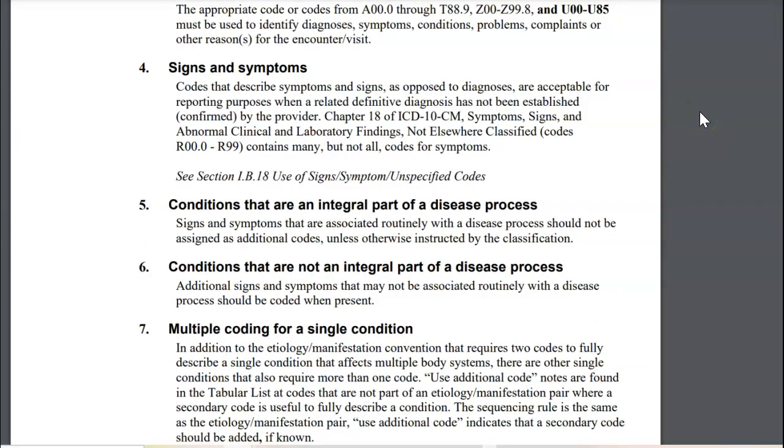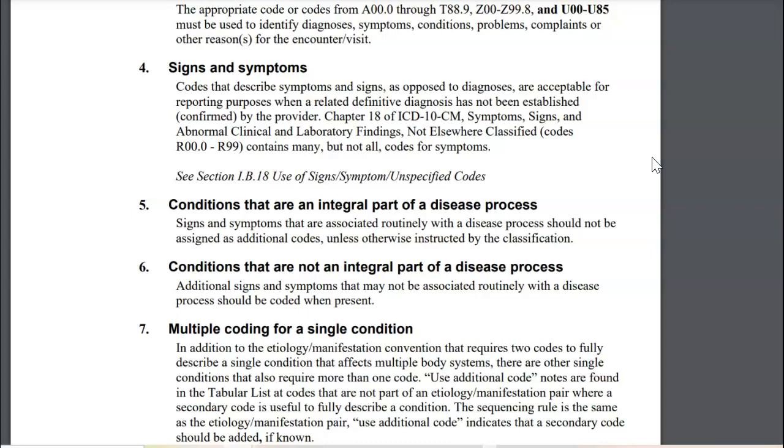Signs and symptoms are acceptable for reporting purposes when a definite diagnosis has not been established. So when you have a condition that's an integral part of the disease process, you do not code it. This could be if somebody comes in for chest pain and they diagnose them with a myocardial infarction. That chest pain should not be coded because it is integral to the myocardial infarction.